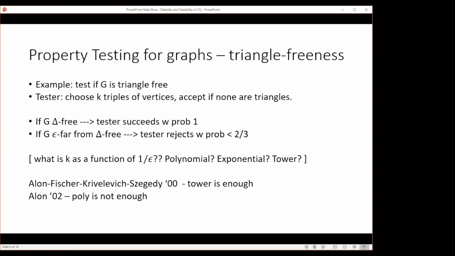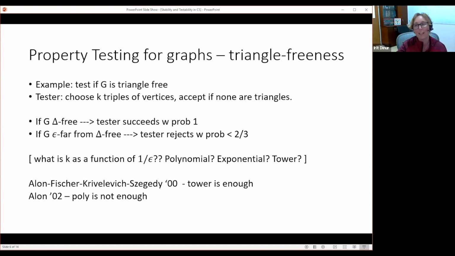Isn't there an improvement to a tower of depth like log 1 over epsilon? By now we know better. Yes, by now we know much better, but we still don't know anything from 1 over epsilon raised to the power log 1 over epsilon all the way up to this tower that you mentioned.